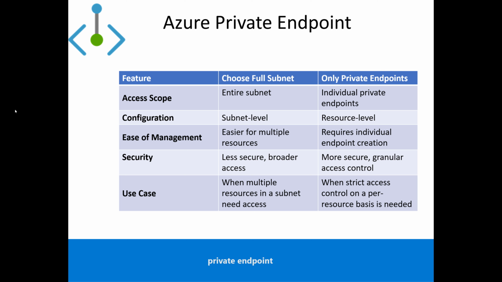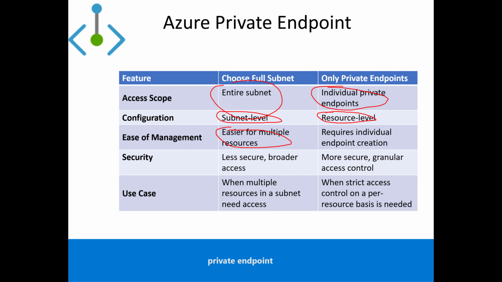So what is the difference between choosing the entire subnet and the individual private endpoint here? For the configuration inside the network, here we choose the subnet level, and here we choose the resource level. For management, the subnet option is easier for multiple resources. For example, if you have a subnet that contains some Azure Functions, App Service, and other virtual machines, and they are all in the same subnet, they can all connect to that SQL database.